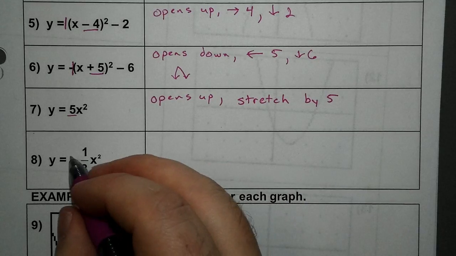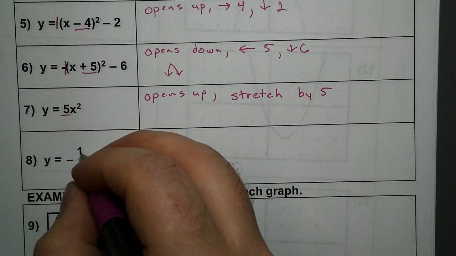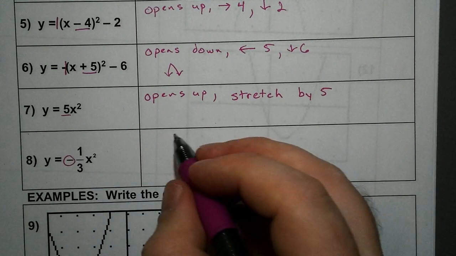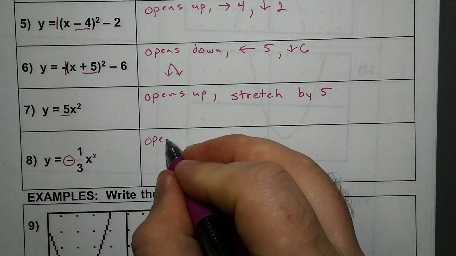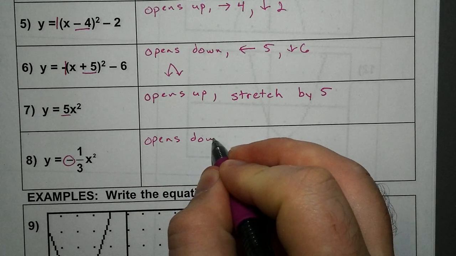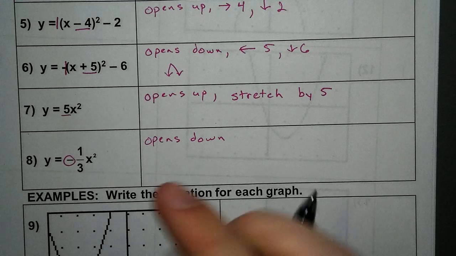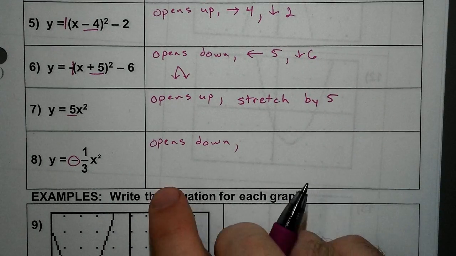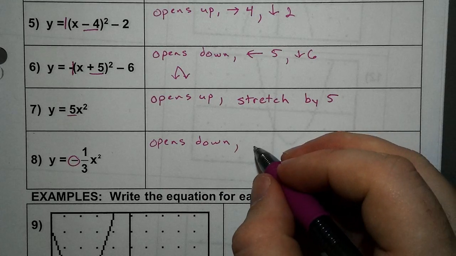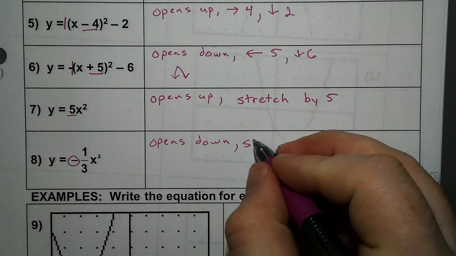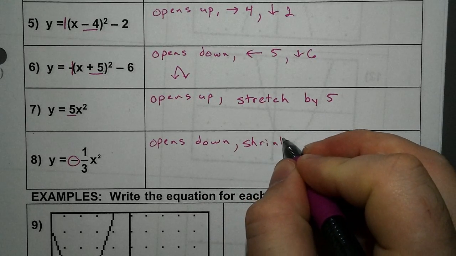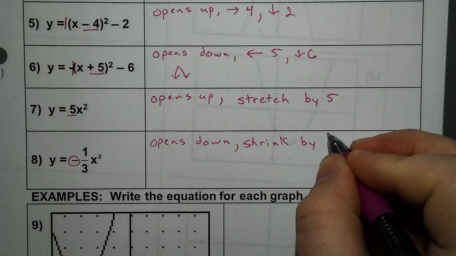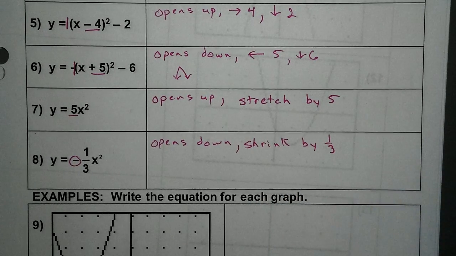Last one, 8. This one, we do have a negative. It's a -1/3, so it's going to open down. Now, that 1/3, it doesn't have a plus or minus. It doesn't move left or right. That 1/3 is actually going to widen, also called a shrink, by 1/3. So the y values would be 1/3 as big as usual.